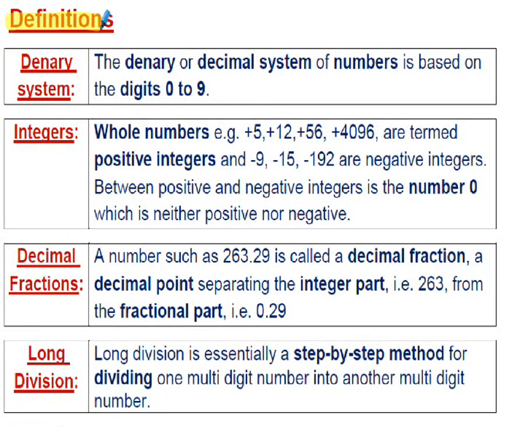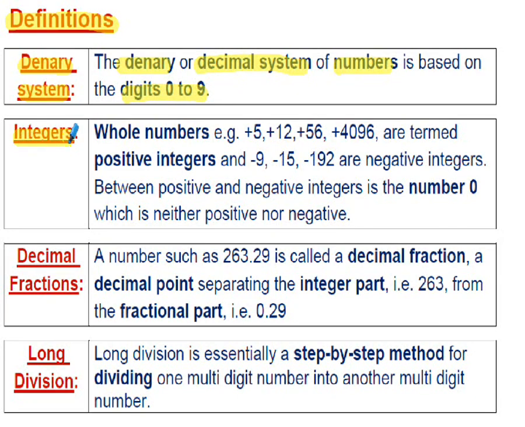Here are some definitions that we'll be referring to within the presentation. The denary system. The denary system, or the decimal system, is a number system based on the digits 0 through to 9, and it's a conventional system we use in everyday usage.